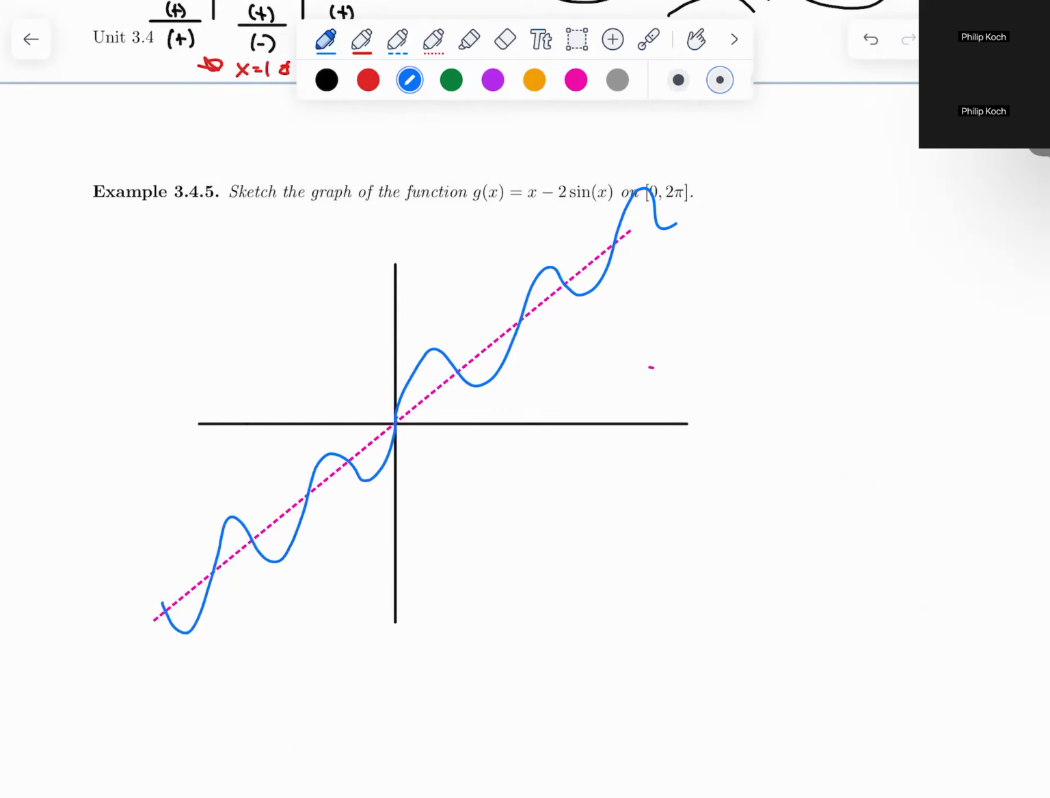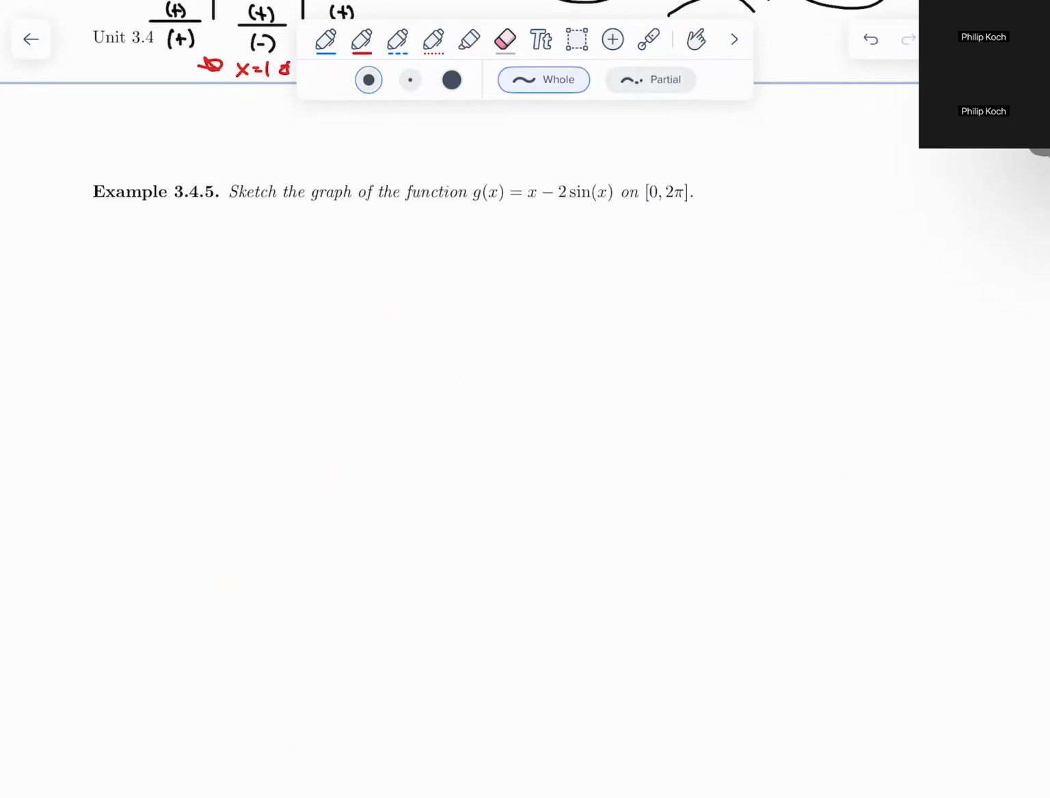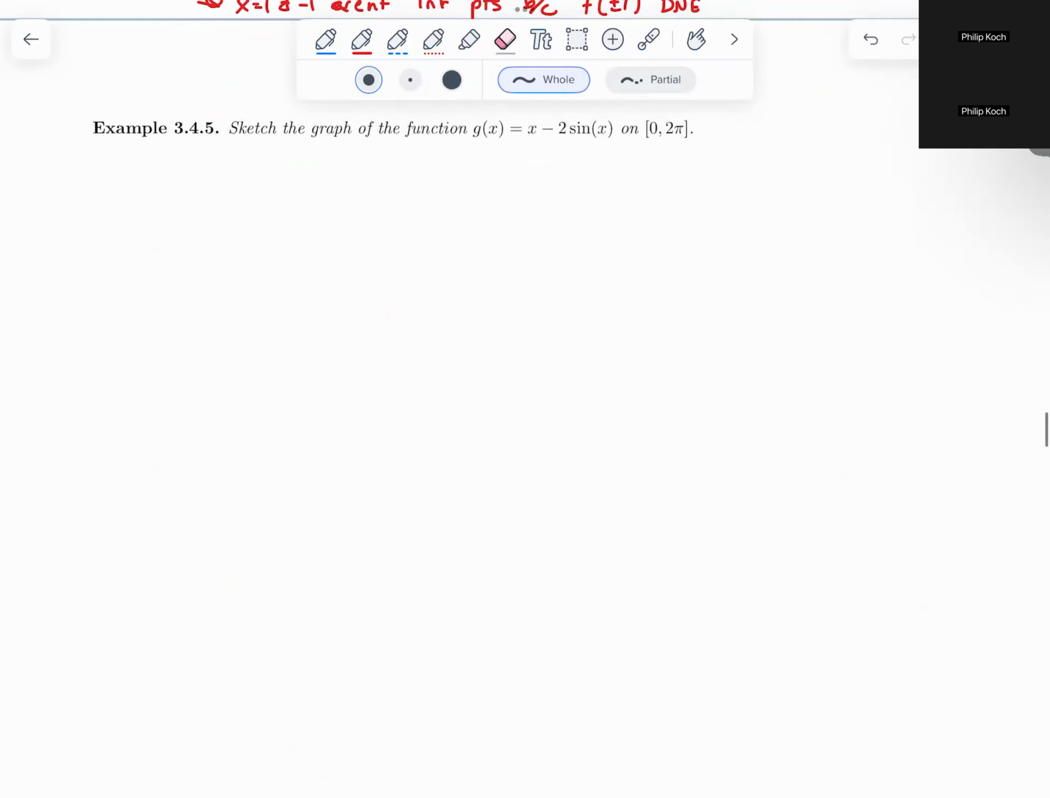Basically it tries to focus on the line y equals x, but that 2 sine x just makes it oscillate up and down. So it's pretty cool. I mean, objectively cool, maybe not in real life cool, but I think it's kind of cool. There's so many fun things you can do with trig. But either way, we're only concerned with that one.